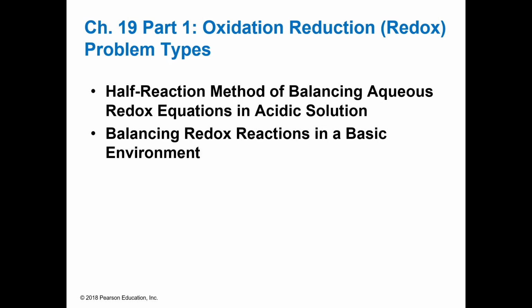We use the half reaction method to do this. We're going to do the acidic version first, and then we're going to do the basic environment. Now, there are multiple methods to do this, and you can find them on the internet if you look. I use the half reaction method for the acidic solution, and then if it's in a basic solution, I just convert it at the end. So I do them exactly the same way every time, and then I just make that change at the end if it's in a base. When we get to that, I'll point that out to you.